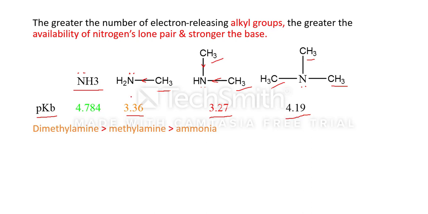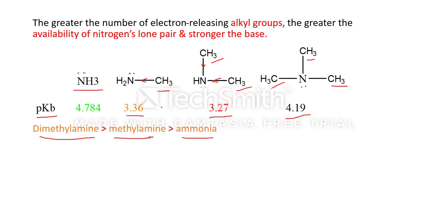It means the dimethylamine, containing a pKb value of 3.27, is more basic. Dimethylamine is more basic than methylamine. Methylamine is more basic than ammonia. So in that group of three, the strongest base is dimethylamine. Dimethylamine is more basic than methylamine, then methylamine is more basic than ammonia.